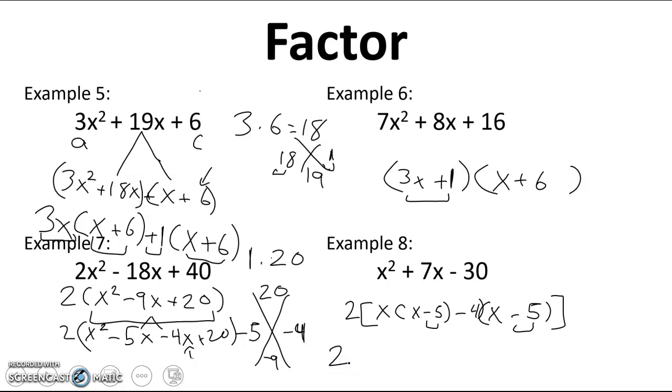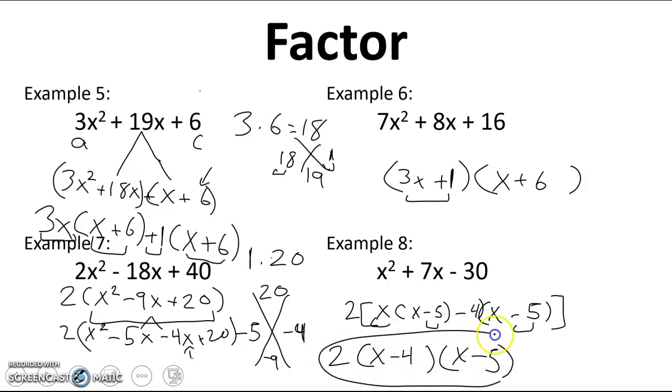And then from there, we combine into 2 parentheses what's on the outside, which is x minus 4, and what's on the inside, which is x minus 5, and that's the final answer right there, okay?